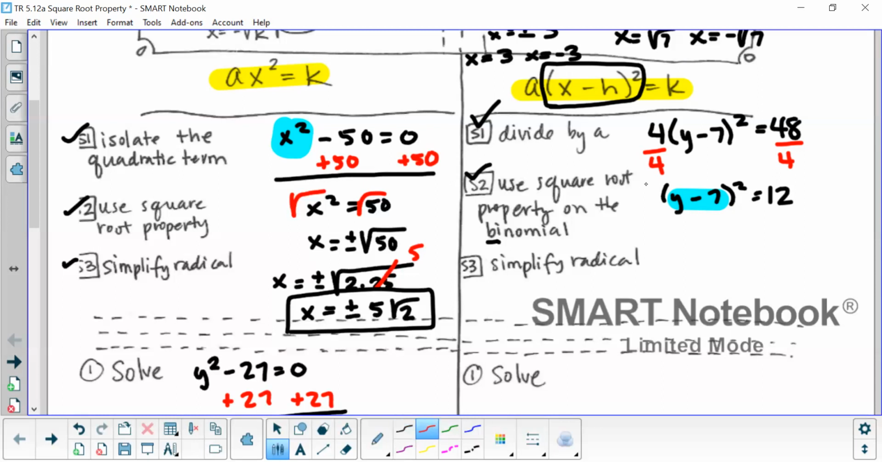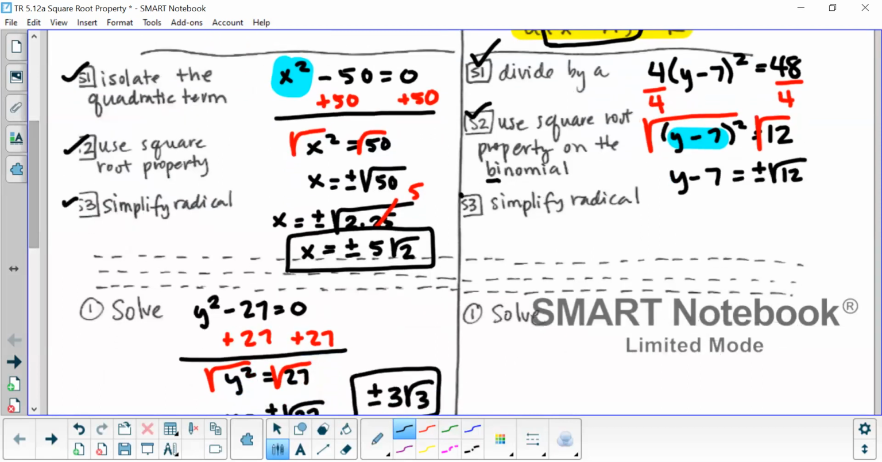So square root property says we square root both sides. And then the square root cancels out the squared, leaving me just the y minus 7. But on the right-hand side, I'm still going with that plus or minus version of the radical. Step 3 is to simplify the radical. So I'm going to factor it into 4 times 3 because 4 is a perfect square. And that comes out as a 2. So y minus 7 equals plus or minus 2 rad 3.